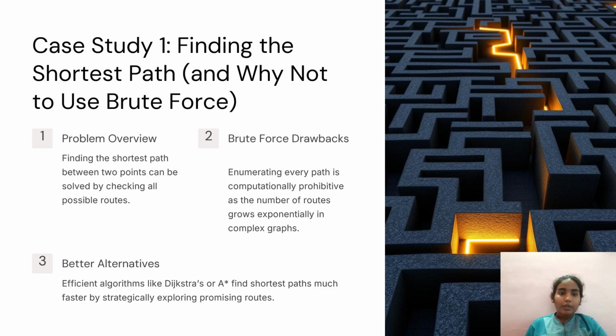Case study 1: finding the shortest path and why not to use brute force. Problem overview: finding the shortest path between two points can be solved by checking all possible routes. Brute force drawbacks: enumerating every path is computationally prohibitive as the number of routes grows exponentially in complex graphs. Better alternatives: efficient algorithms like Dijkstra's find shortest paths much faster by strategically exploring promising routes.